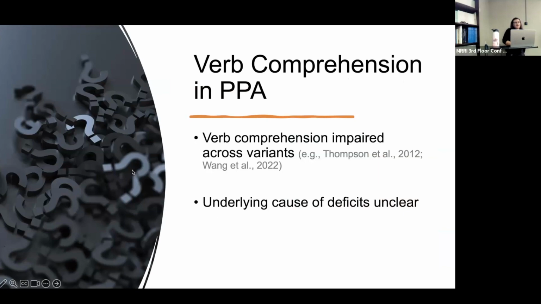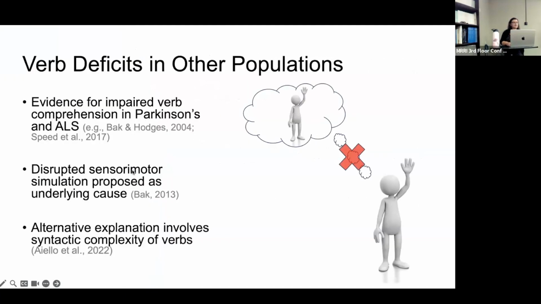So despite the variation that we observe across the variants, verb comprehension impairment has been observed across the different variants of PPA. But the underlying cause of these deficits remains a bit unclear. To think about potential explanations, we consider verb deficits in other populations. There's some evidence for impaired verb comprehension in Parkinson's disease and ALS, which are other neurodegenerative conditions more characterized by prominent motor deficits.